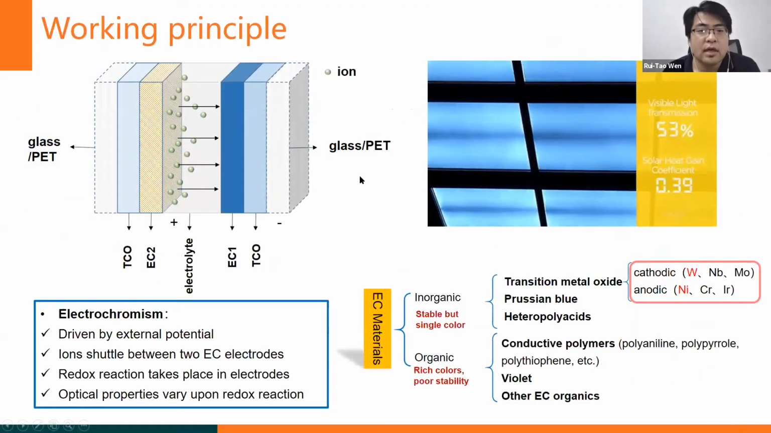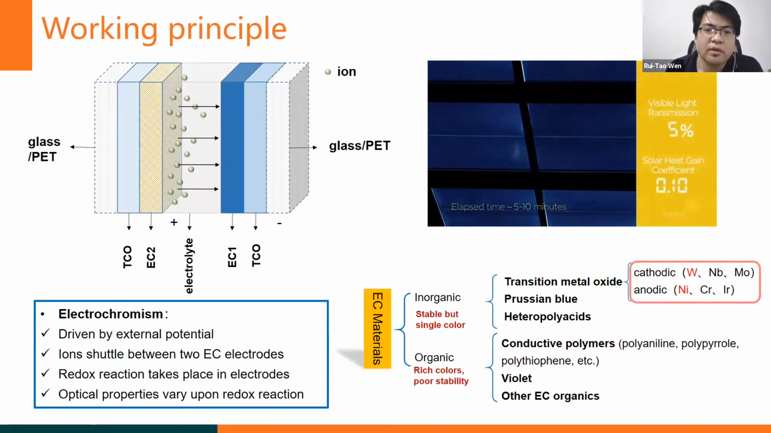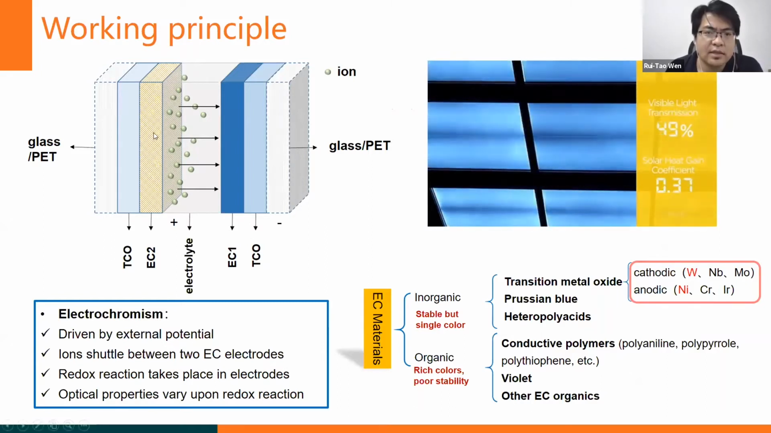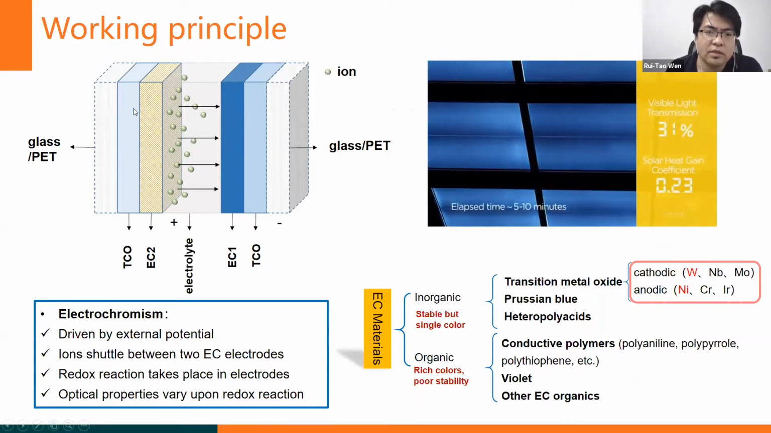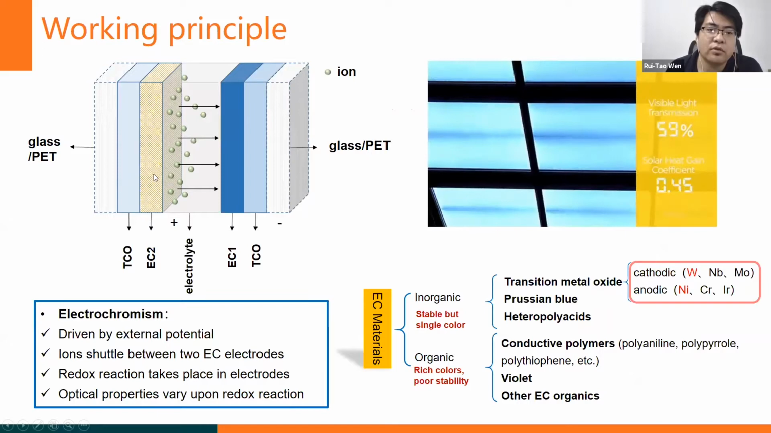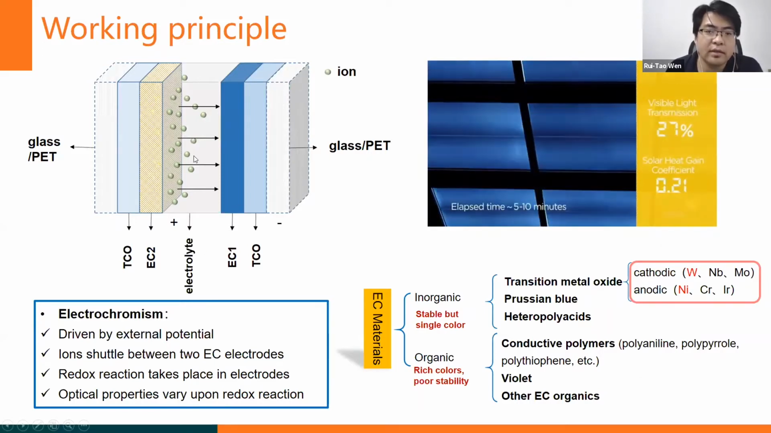And first, I would like to introduce the working principle. What is an electrochromic device? The working principle is similar to a lithium-ion battery. The difference is that we use transparent conductor oxides as the electrodes, not metals. So we deposit two electrochromic layers on each side and laminate with an electrolyte in between.